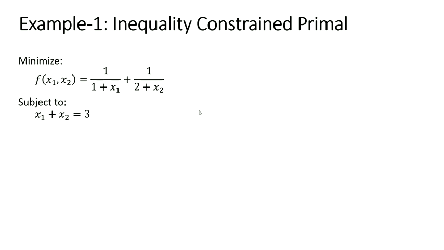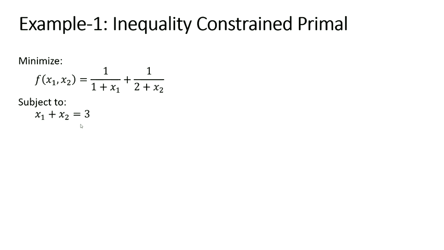Okay, so now let's begin with example 1. Minimize this objective function f of x1, x2 equals 1 over 1 plus x1, plus 2, 1 over 2 plus x2, subject to x1 plus x2 equals 3. Now, using just your knowledge of calculus and common sense, you can always address this problem, right? But you won't be able to find the duals. And of course, we can address it in that way.